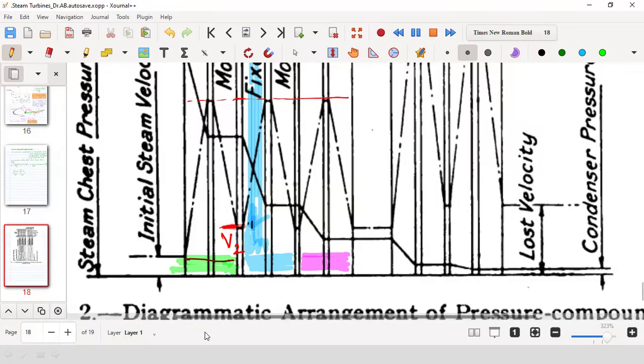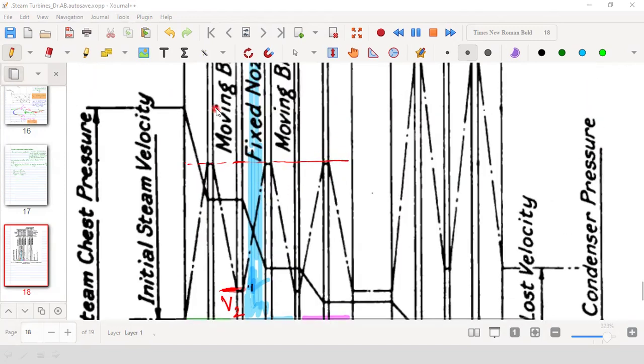Now, I was discussing here that in the pressure compounded impulse turbine, as we can see, for all the stages, means for all the moving blades, at the entry of the moving blade there will be the same velocity of steam. So, say this is stage one, the velocity is v1.